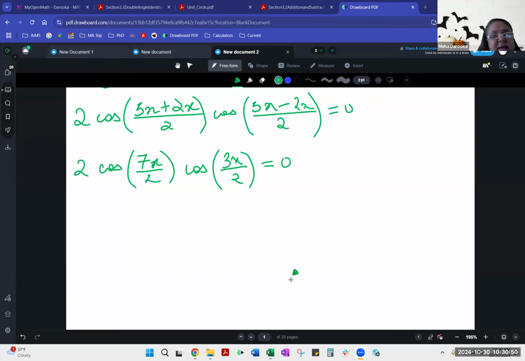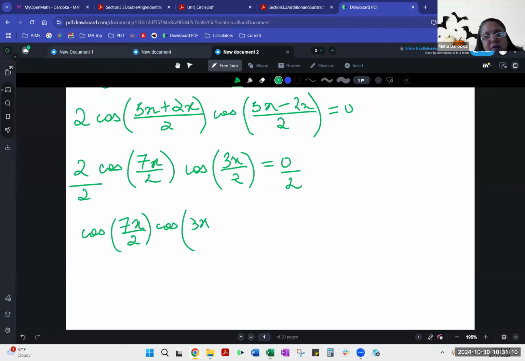So again, guys, obviously we would start by dividing both sides by 2, right? Go ahead and get rid of that coefficient. So divide both sides by 2, which will just leave us with the 2 cosine functions. So you would have 7x over 2 for the first cosine function, and then 3x over 2 for the second cosine function.